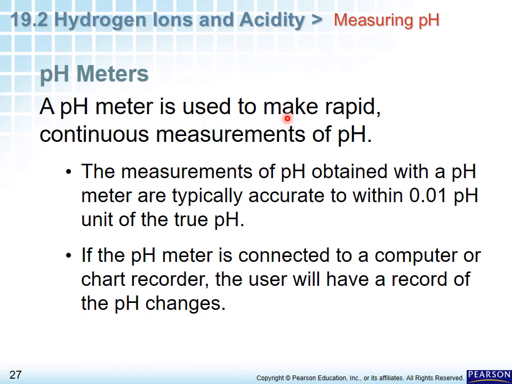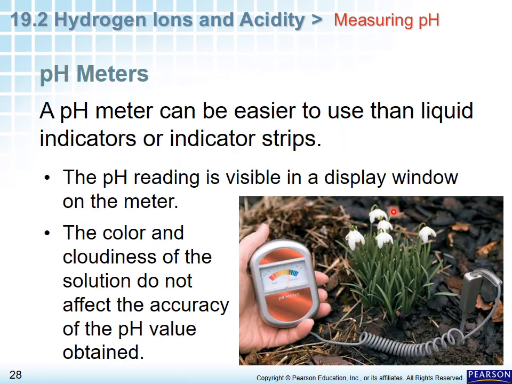A pH meter is used to make rapid, continuous measurements of pH. The measurements of pH obtained with a pH meter are typically accurate to within 0.01 pH unit of the true pH. If the pH meter is connected to a computer or chart recorder, the user will have a record of the pH changes. So the most common and most accurate in the lab is the pH meter, we are using the pH meter for the accuracy of pH.